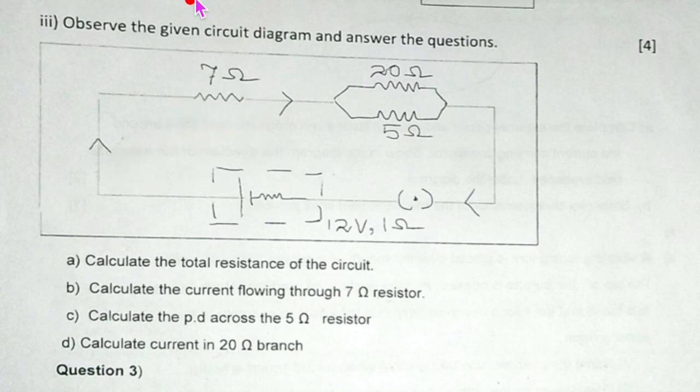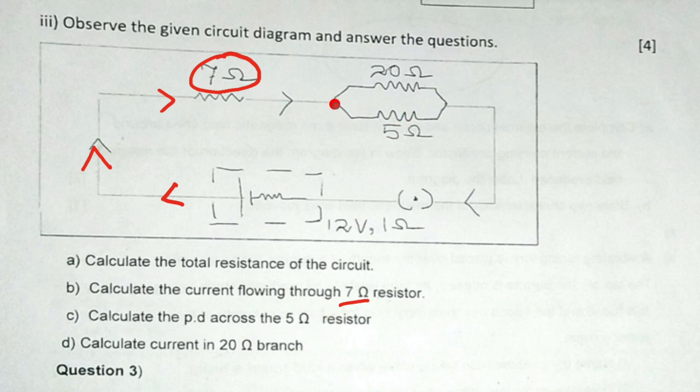Now remember that the current is going this way, and the current in the circuit will be the current which will pass through the 7 ohm resistor. So once you find the current in the circuit, that will be our answer for the second subpart. Calculate the PD across 5 ohm.